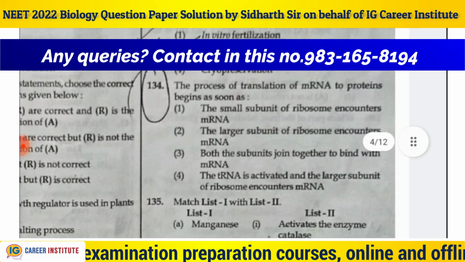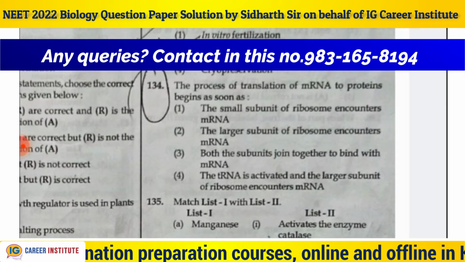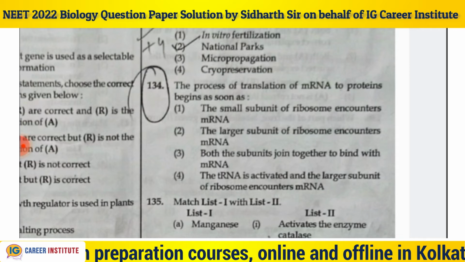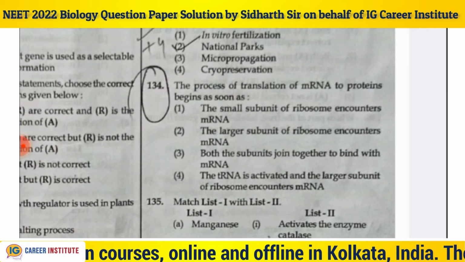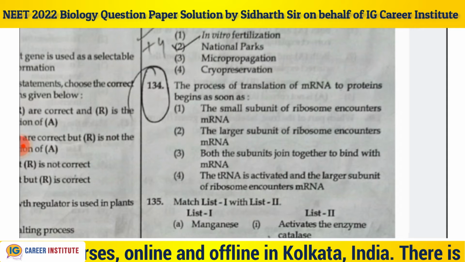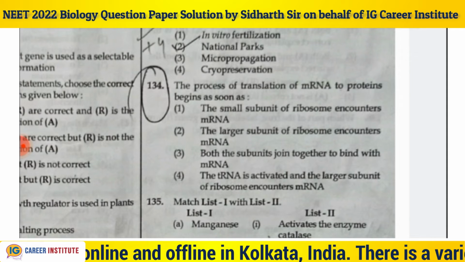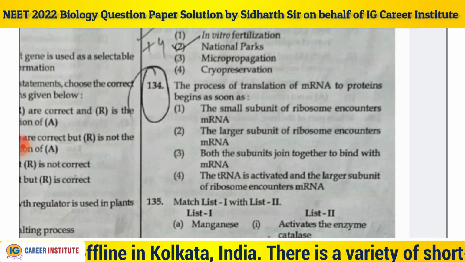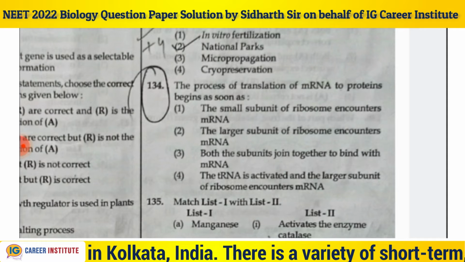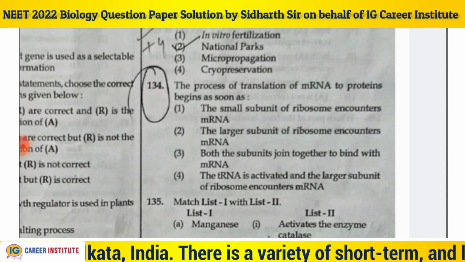Then comes question 134. The process of translation of mRNA to proteins begins as soon as the small unit of ribosomes encounters mRNA. So this is outside NCERT. I also didn't know it during my preparation for NEET UG. So then the process starts.